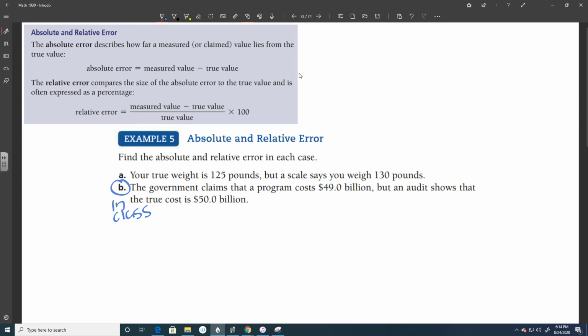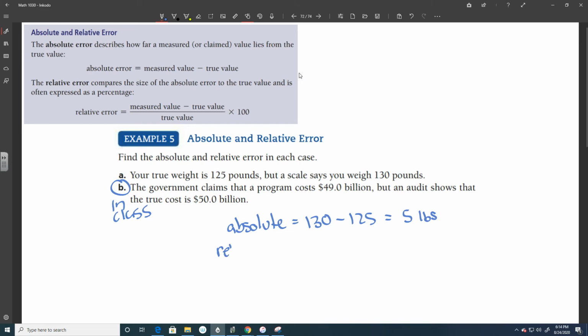Well, that's rude. It's not supposed to go that way. It's supposed to say you weigh less. So if your true value is 125, the scale measures you at 130. If I want to know my absolute error, my formula tells me to take the measured amount, the 130, and subtract the true value, 125, and I get 5. And we're talking about pounds here. So my absolute error says I'm measuring 5 pounds too big, because this is a positive.